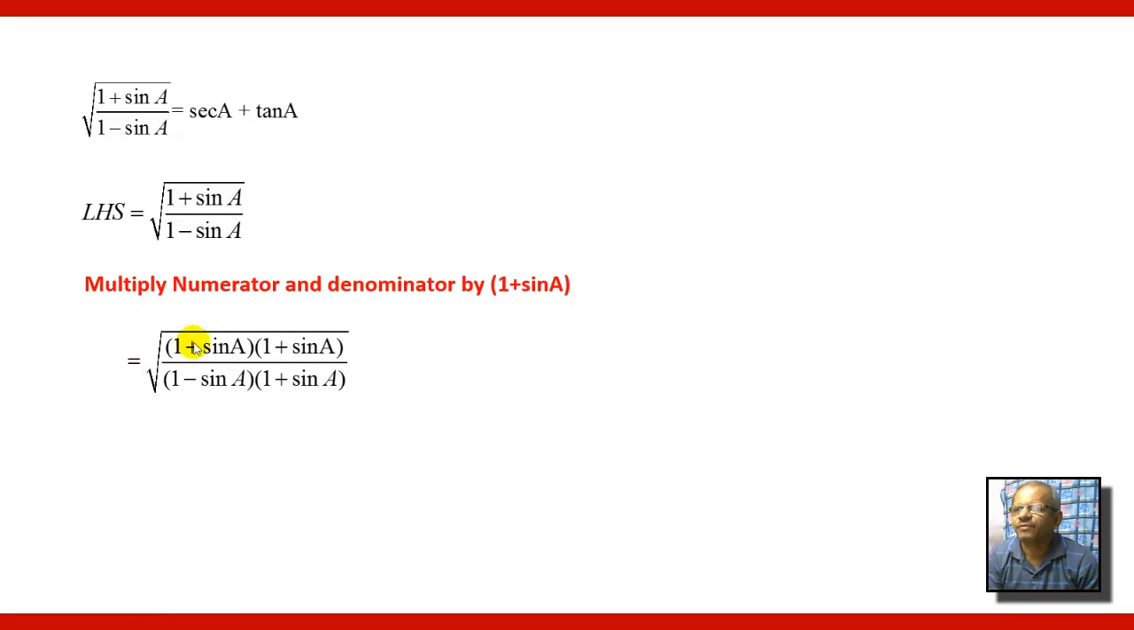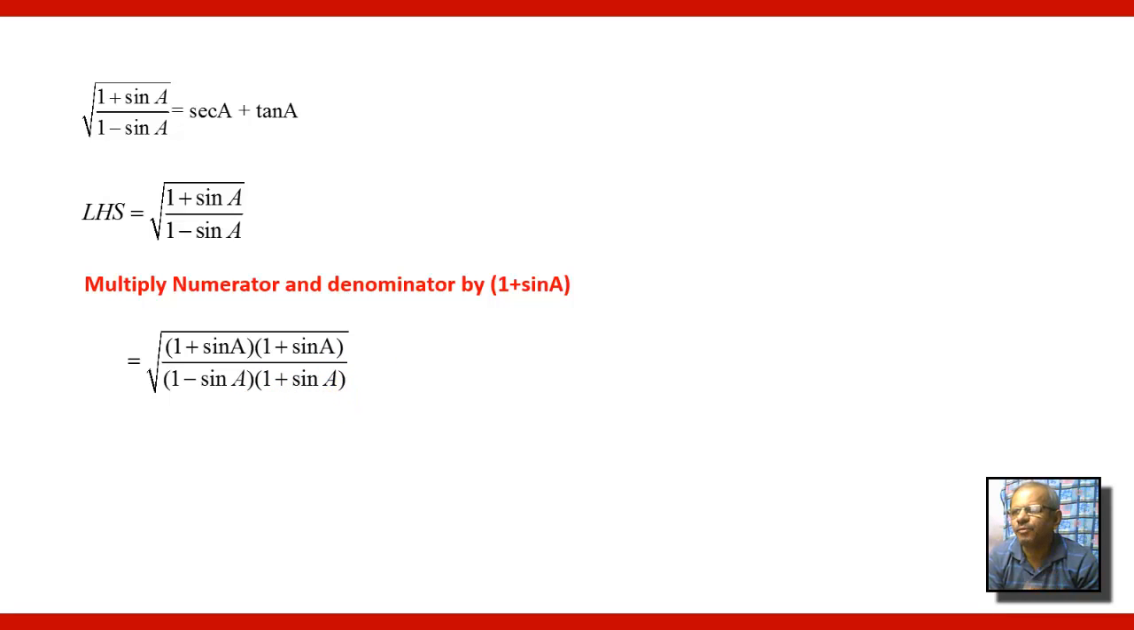So you will get square root of bracket 1 plus sine A, close the bracket, into another bracket 1 plus sine A. We are multiplying by 1 plus sine A to the numerator. Since we have multiplied the numerator by 1 plus sine A, we will have to multiply the denominator also by 1 plus sine A, so that there will be no change in the original number. So multiplying the denominator by 1 plus sine A, we get bracket 1 minus sine A, close the bracket, into another bracket 1 plus sine A.